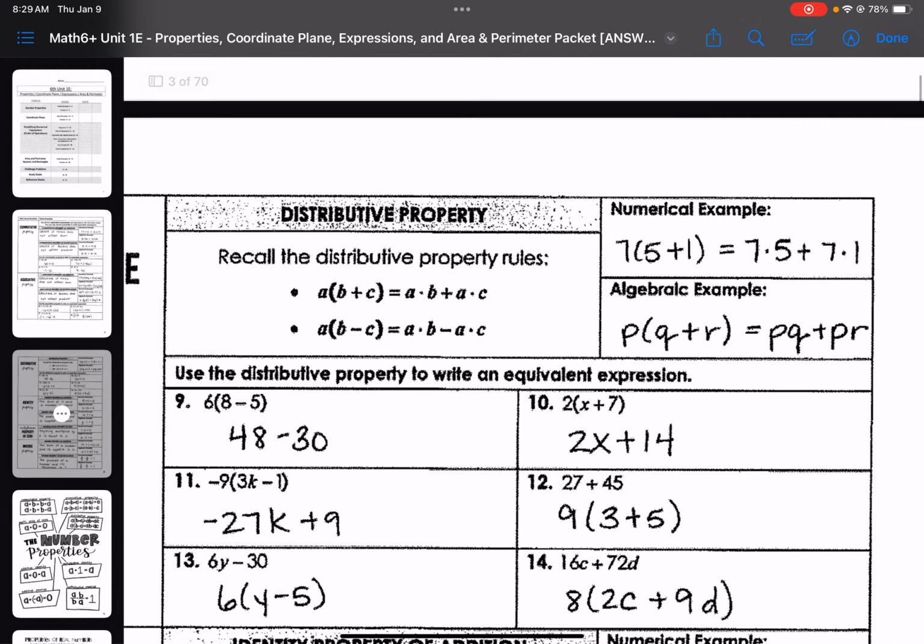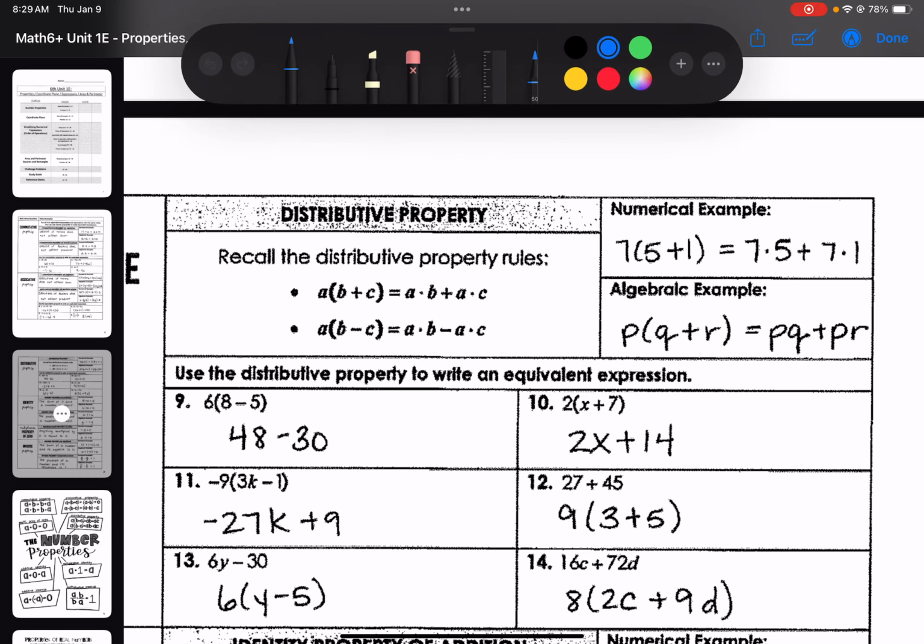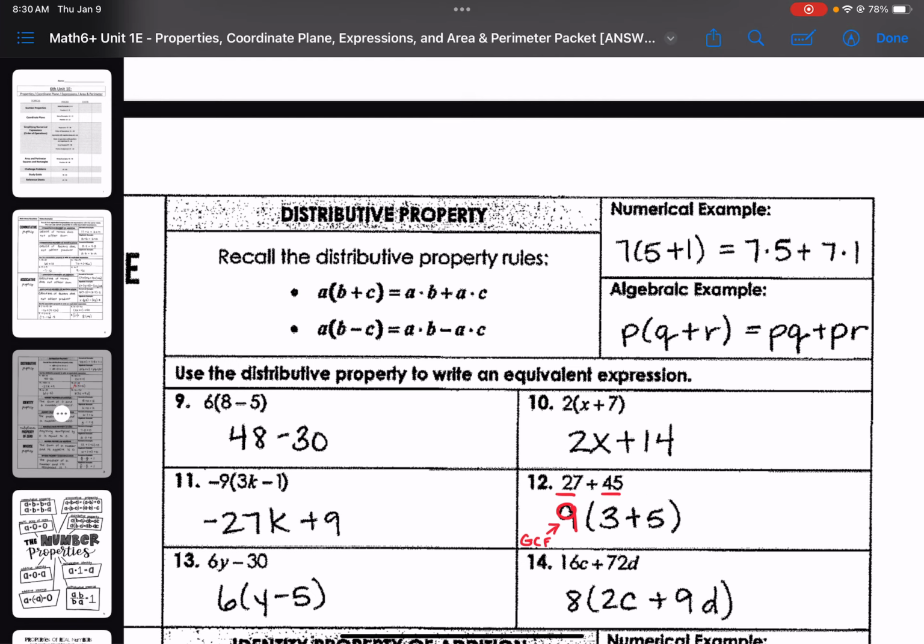If you are confused, let's look at problem number 12, like for numbers 12, 13, and 14. The GCF between 27 and 45 is 9. So 27 divided by 9 is 3, that's how I got the 3, and 45 divided by 9 is 5, that's how I got the 5. So if I were to go back and use the distributive property, 9 times 3 is 27, 9 times 5 is 45. So those are a little bit trickier, but our main focus should be numbers 9, 10, and 11.